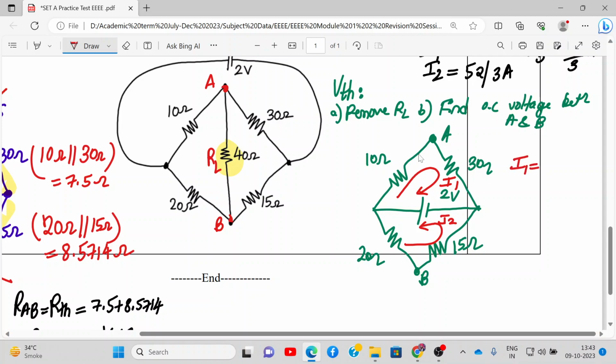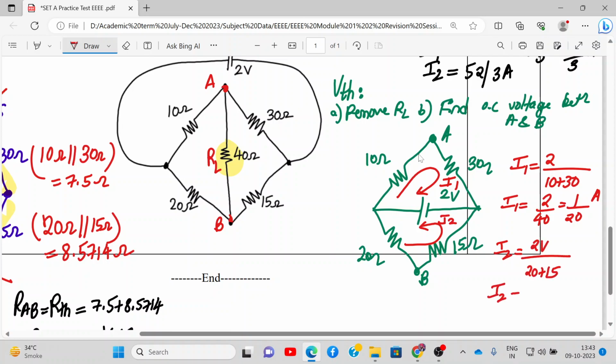So we can find I1 and I2 very easily. What will be I1? I1 will be 2 volt divided by 10 plus 30. Simple Ohm's law. So it will be 2 by 40, that will be 1 by 20 amperes. Similarly, I2 will be 2 volt divided by 20 plus 15. So I2 will come out to be 2 upon 35 amperes.